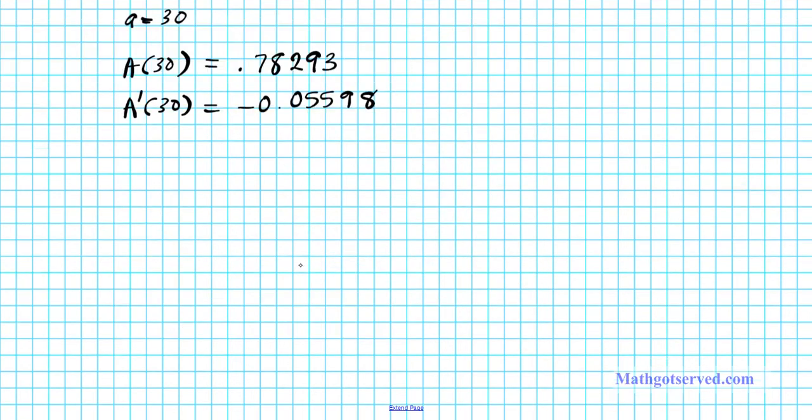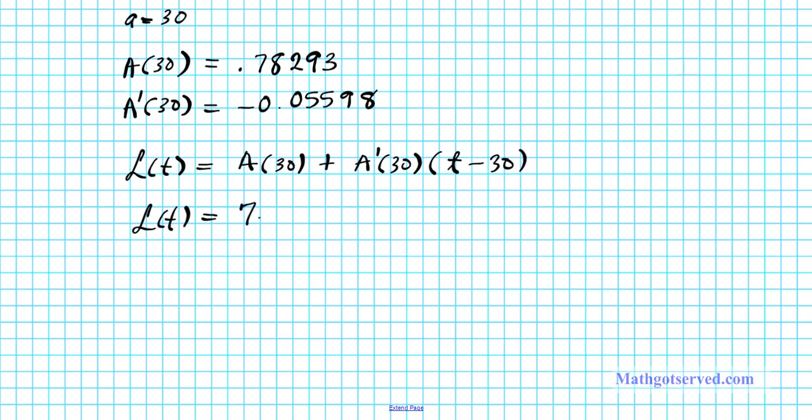So the linearization, L of t, in this context is basically A of 30, that was y1, plus the slope, A prime of 30, times t minus 30. So let's plug in this information. L of t is equal to A of 30, which is 0.78293, minus 0.05598 times t minus 30, since plus times minus is minus. So this is the linearization. This is what we can use to approximate the amount of clippings left behind.